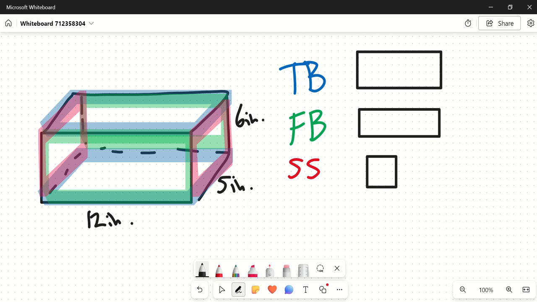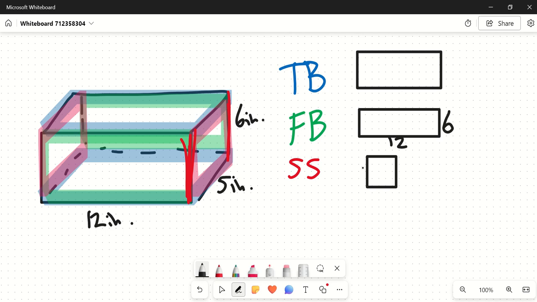Let's look at the front and the back first, because it's right in front of you. What's the base of the front? 12 inches. So I'm going to put 12 right here. And what is the height of this box? It's base times height. What is this side here? Remember, congruency. If this side is 6, this side is also 6. So therefore, it's 12 by 6.